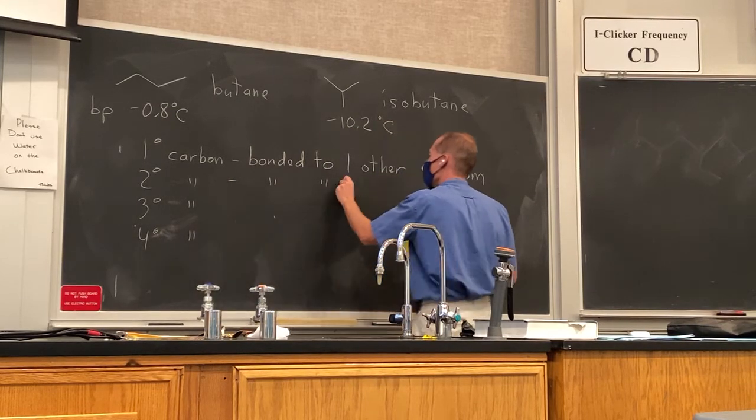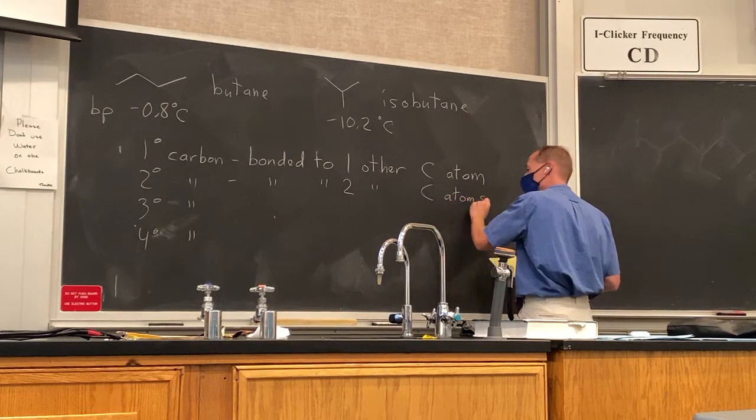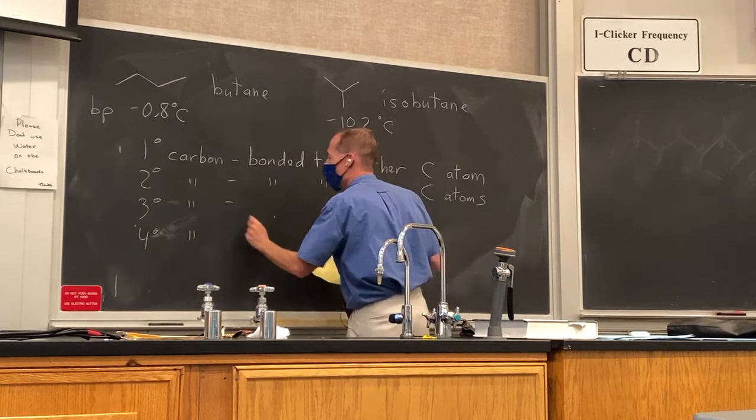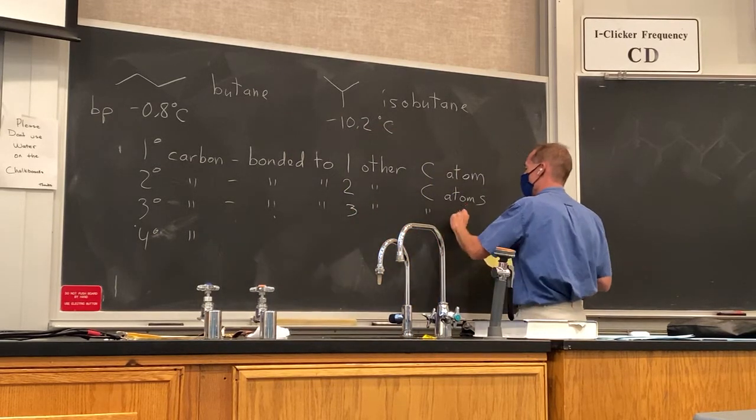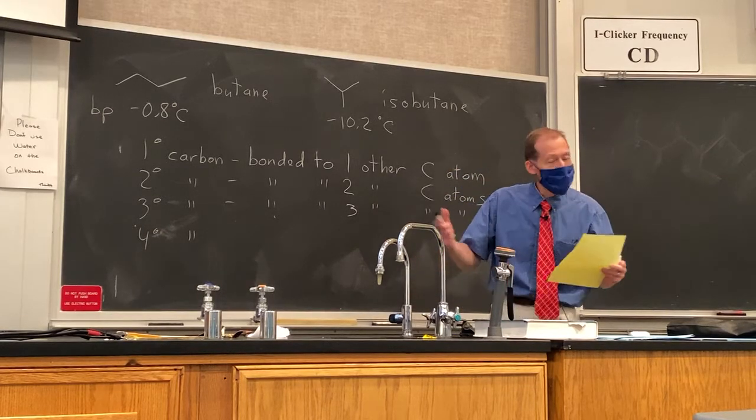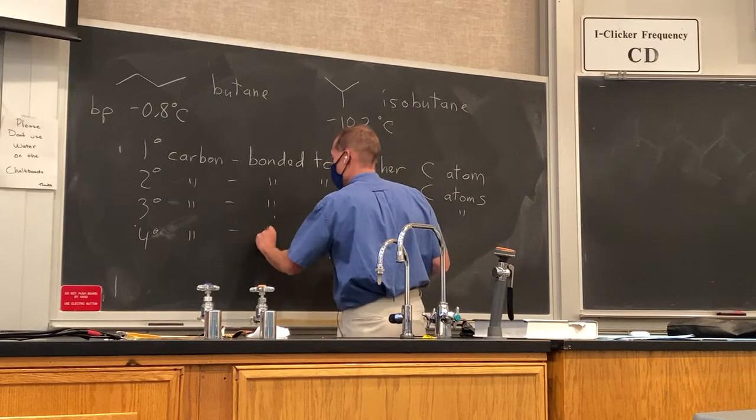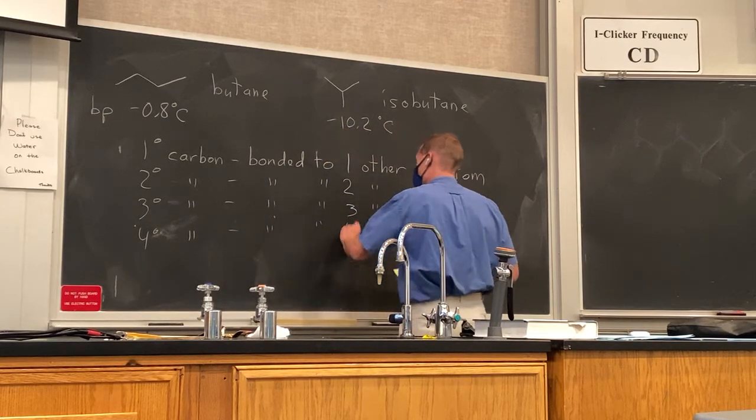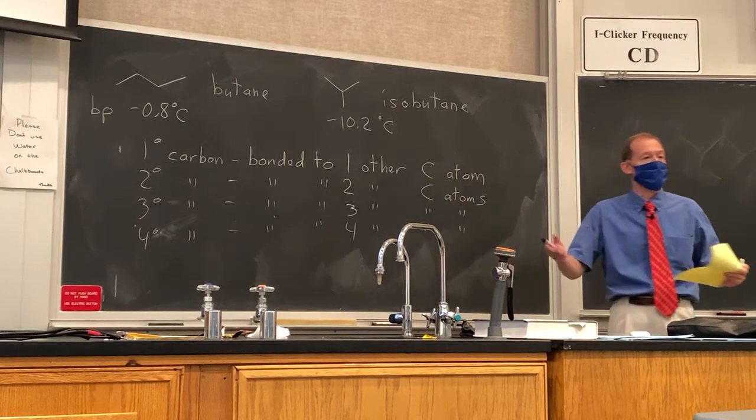A secondary carbon is going to be bonded to two other carbon atoms. A tertiary carbon is bonded to three other carbon atoms. So we're going to have fewer hydrogens attached as we go from primary to secondary to tertiary. And then we have a quaternary carbon, which is bonded to four other carbon atoms and would have no hydrogens attached.